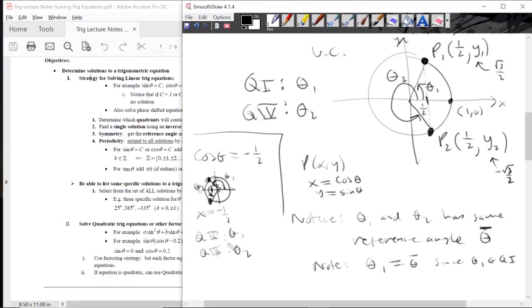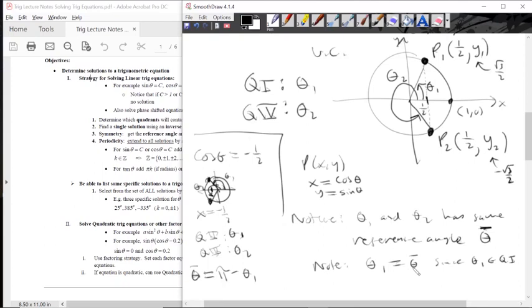Again, those both have the same reference number, but recall that if we take the solution that was in quadrant 2, our theta 1, if you have a quadrant 2 angle, you can find the reference for it by subtracting it from pi if we're in radians.